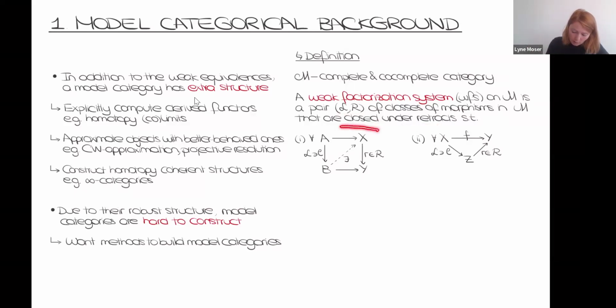One of them is that whenever I start with a commutative square in my category, such that the left-hand map is in my left class and the right-hand map is in my right class, then I can find a lift in this square, by which I mean a map from B to X, making both of the triangles commute. And the second axiom requires that whenever I have a morphism in my category, I can factor it into a map in my left class, followed by a map in my right class.